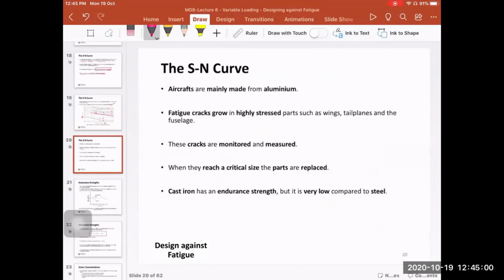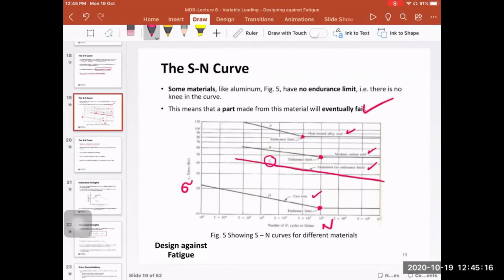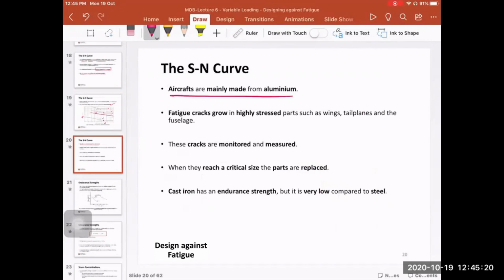There is a problem here because aircraft are mainly made of these aluminum alloys because of their high strength to weight ratio. But in this case, does it mean that it's always going to fail? Eventually it's going to fail. And this means that aircraft components are quite dangerous.